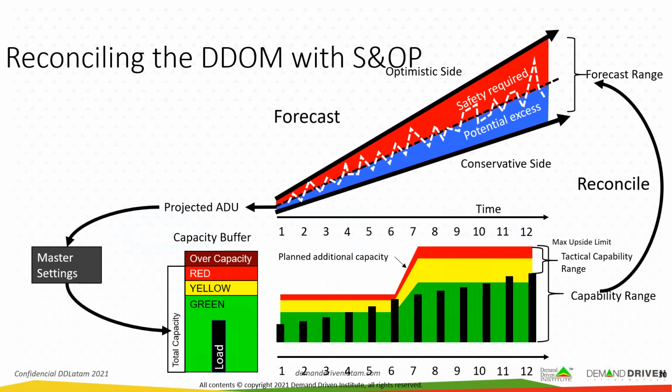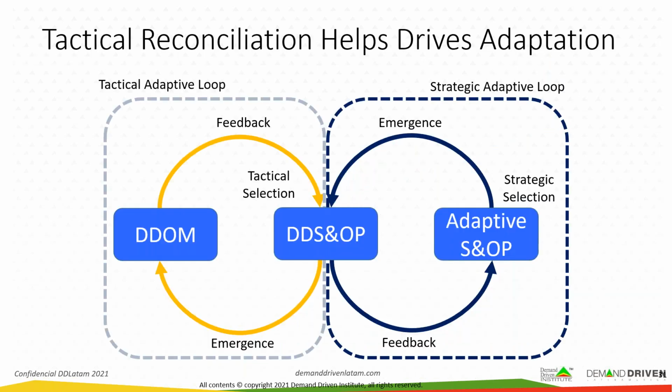So let's wrap it up. The tactical reconciliation really drives this adaptation. So you see here these circles of the emergence, selection, and feedback loop. DDS&OP is that piece in the middle where it drives both adaptive loops. So we've got a tactical adaptive loop and a strategic adaptive loop.